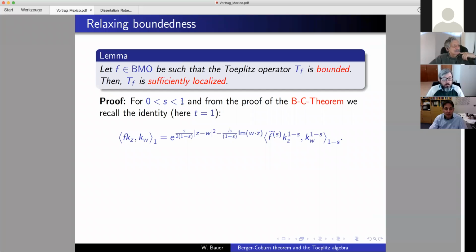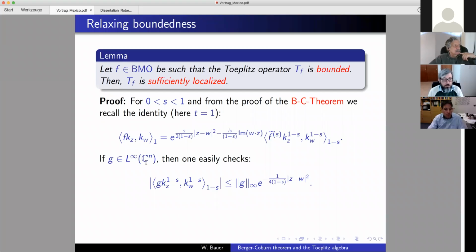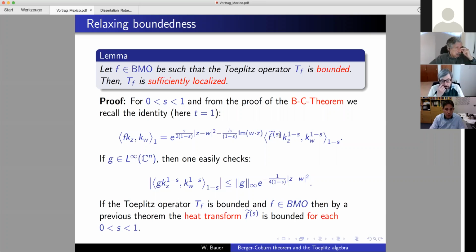And here's the proof. It follows actually from the equality I showed you together with another result on the BMO. So I told you if s is some parameter between 0 and 1, here t is equal to 1, then I have this equality between this kernel, this off-diagonal extension of the Berezin transform at time t equal 1, and t equal s. And then one checks that if I have a bounded function, then I can estimate this type of inner product by the sup norm of this function times this exponential factor. So I can apply this to this inner product in case that function here is bounded. And that's what I do.